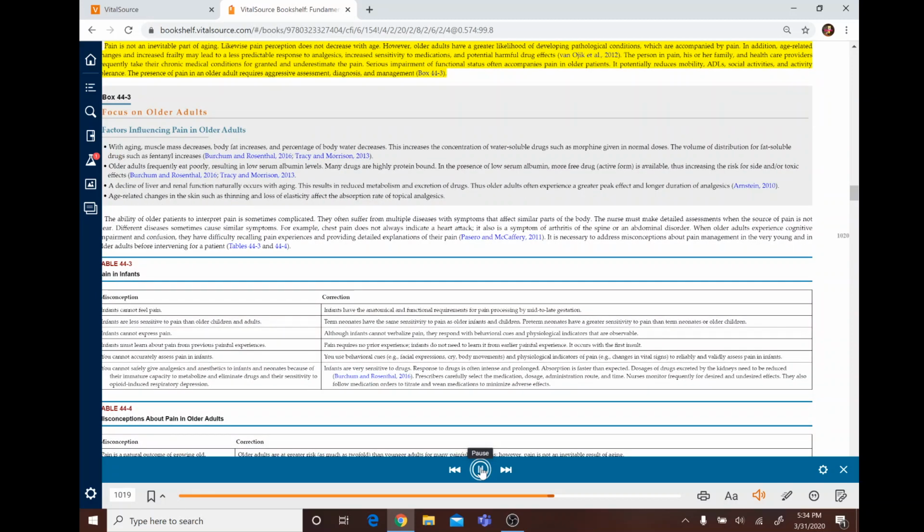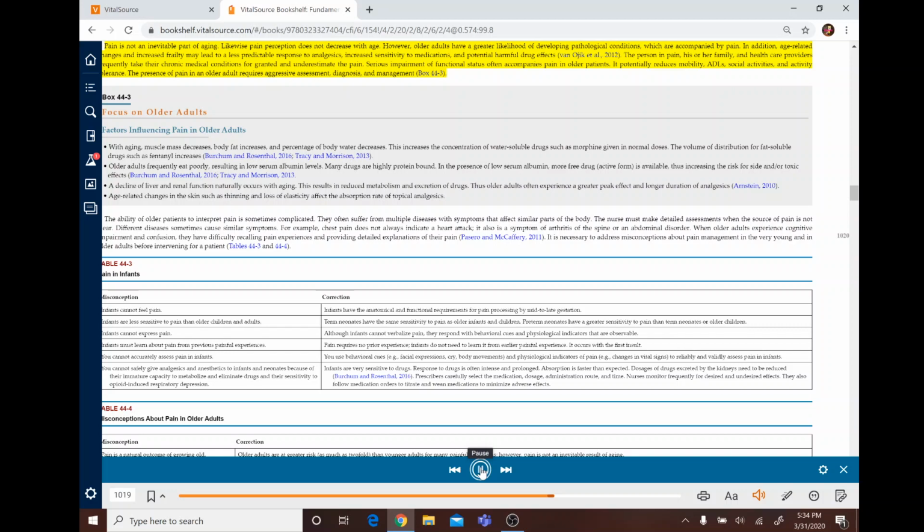Pain is not an inevitable part of aging. Likewise, pain perception does not decrease with age. However, older adults have a greater likelihood of developing pathological conditions, which are accompanied by pain. In addition, age-related changes and increased frailty may lead to a less predictable response to analgesics, increased sensitivity to medications, and potential harmful drug effects. Van Ojik et al., 2012.